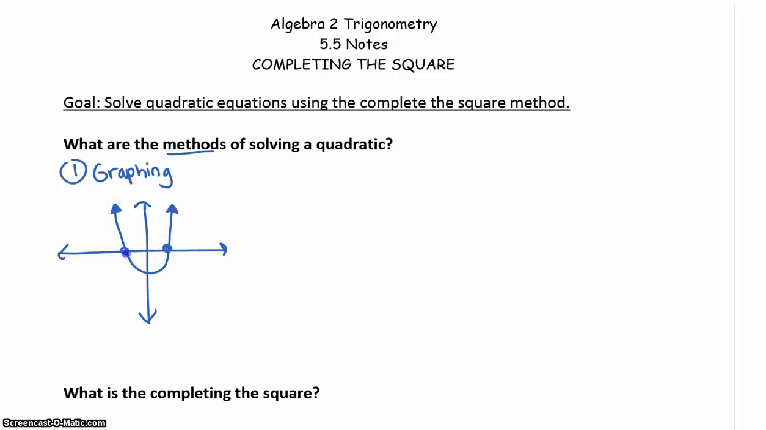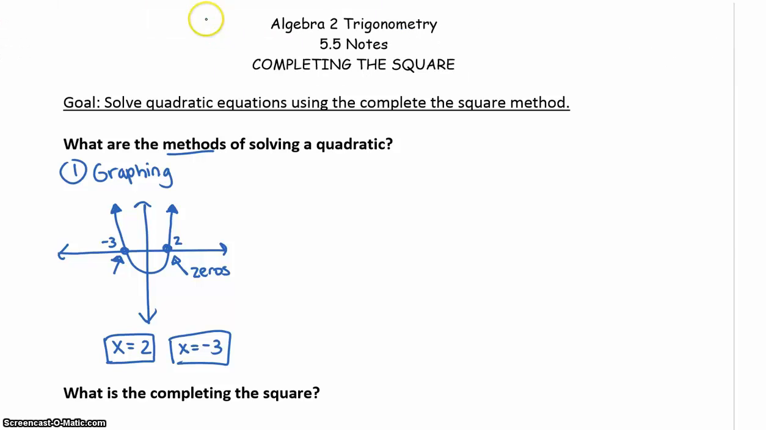Then we said these were called the zeros, and we ended up getting numbers like x equals 2 and x equals -3, and those were our solutions. So that's one way to solve a quadratic: figure out where it touched the x-axis.